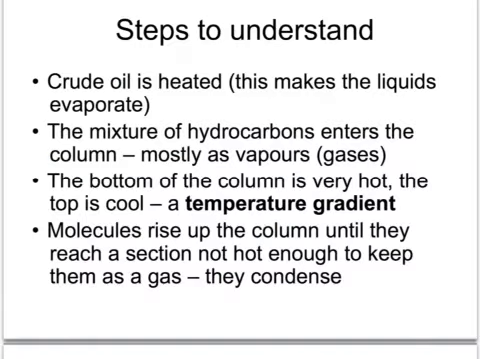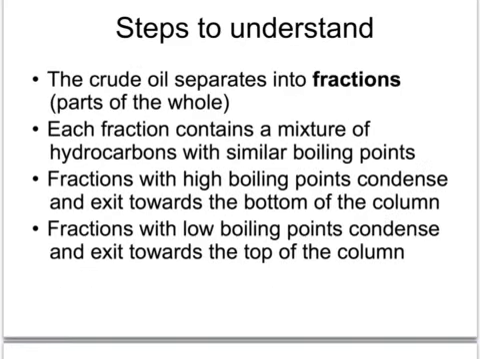So in summary, the crude oil then is heated, and that makes all the liquids and solids evaporate and change into vapour. It then enters the column, mostly as vapours, and at the bottom of the column it's very hot. The top is very cool. This is called a temperature gradient. Then molecules rise up the column until they reach a section not hot enough to keep them as a gas, at which point they condense.